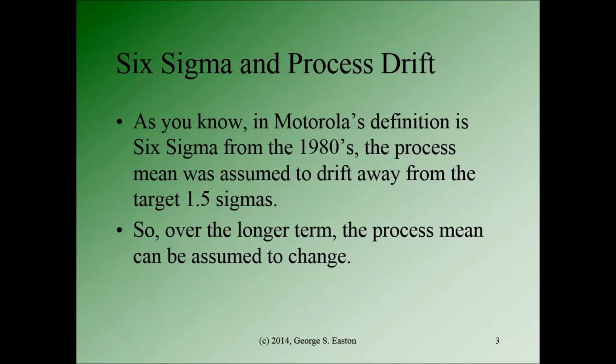As you know, this idea that process means drift was key in Motorola's original definition of Six Sigma in the 1980s. In particular, based on Motorola's experience with its own processes, it had decided that it was reasonable to assume that process means drift away from the target by up to 1.5 sigmas. Here, the sigma being referred to is the standard deviation of the process. So what this means is that over the longer term, the process mean can be assumed to change.